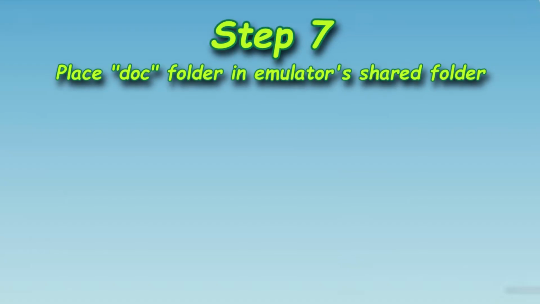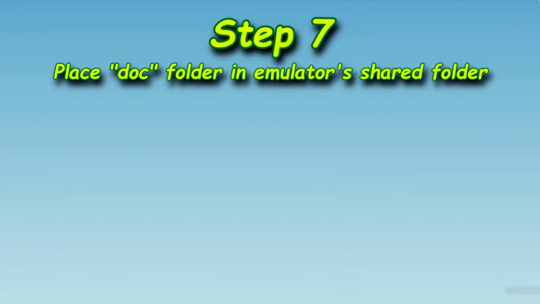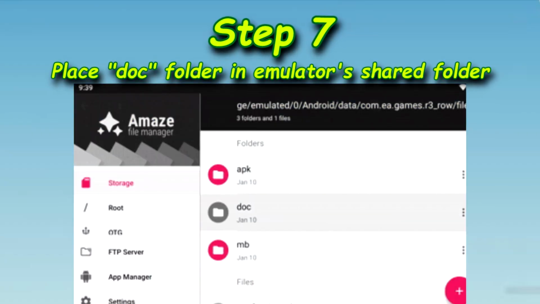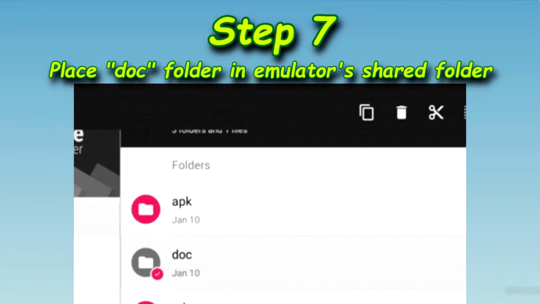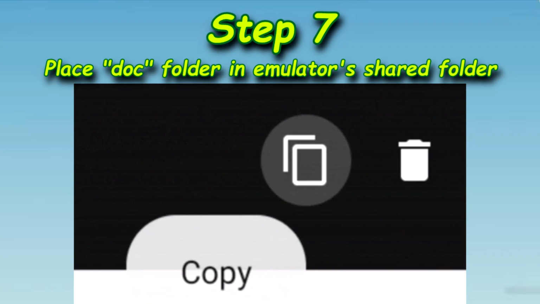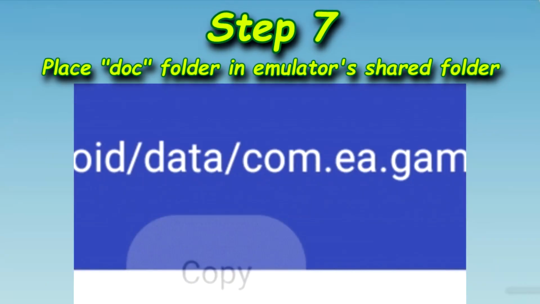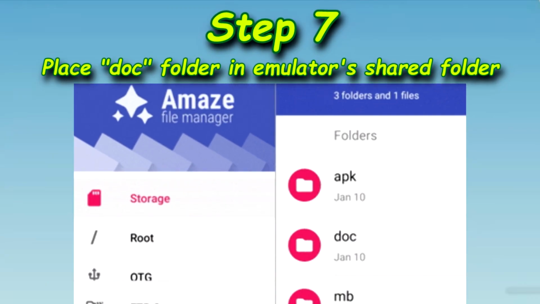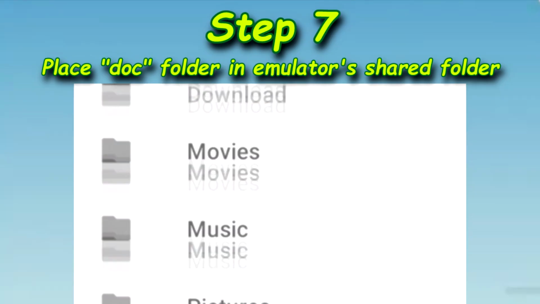Now to pull these files off of the emulator and onto the PC, we'll need to transfer them to the shared folder. Now, click and hold on the dock folder until it's highlighted. You'll see several options appear on the upper right corner of the screen. Go ahead and click the copy folder. It looks like two squares sort of overlapping each other.